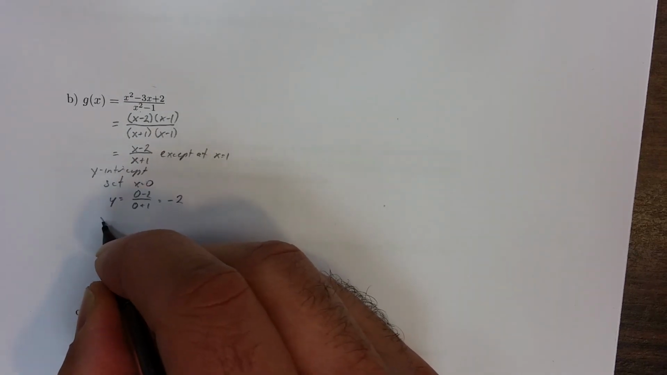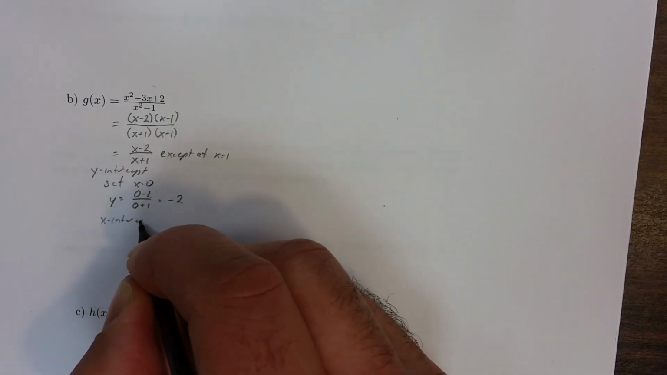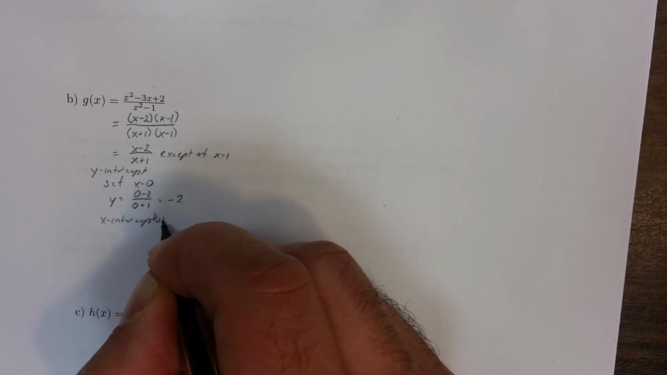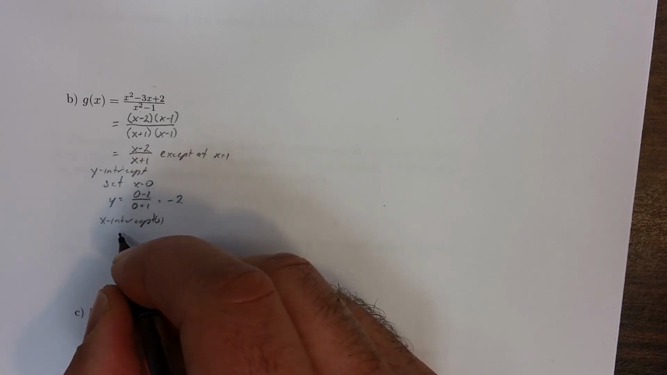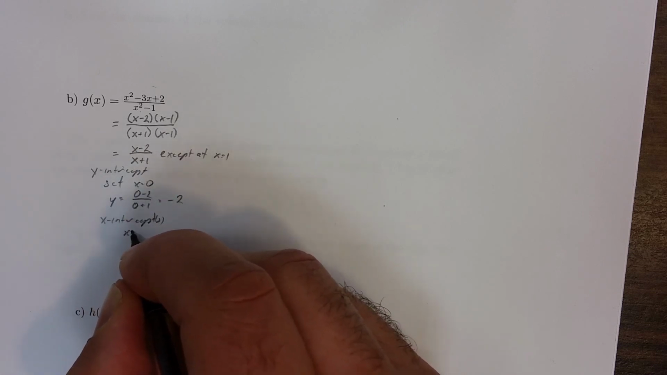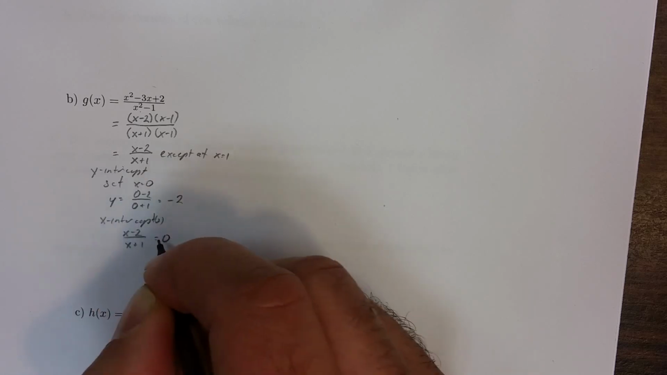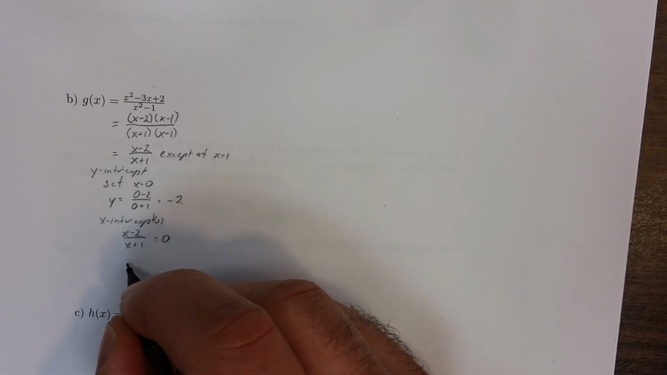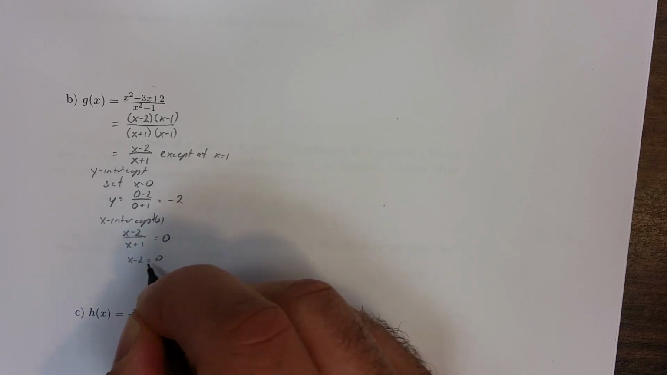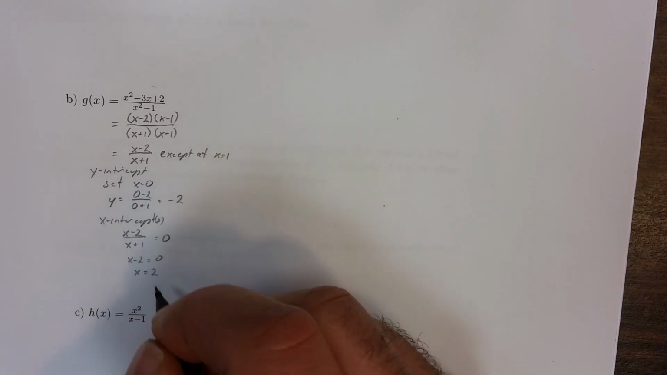And for the x-intercept, we'll just set y equal to 0. So we end up with x minus 2 over x plus 1 equals 0. A fraction is equal to 0 where the top is equal to 0, so x minus 2 is equal to 0. So x is equal to 2. So now we have our x-intercept and our y-intercept.